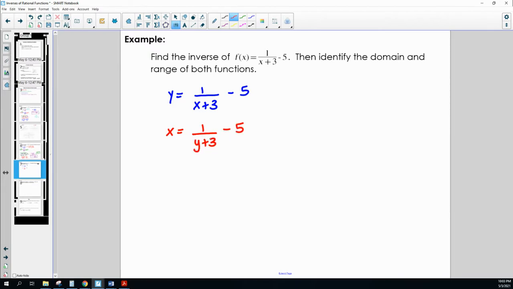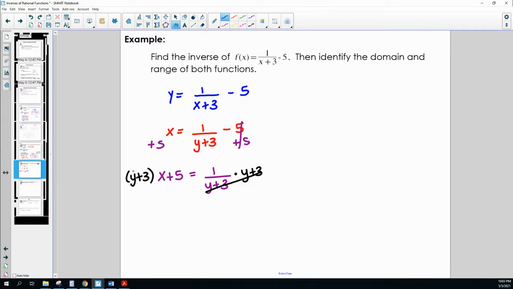Okay, now before I get rid of the y plus 3 in the denominator, I need to move this -5. So what I'm going to do here is add 5 and add 5. Okay, so these 5's will cancel. So now we have x plus 5 equals 1/(y plus 3). Okay, now we can get rid of that denominator by multiplying both sides by y plus 3. So these will cancel. We have to multiply y plus 3 on this side.